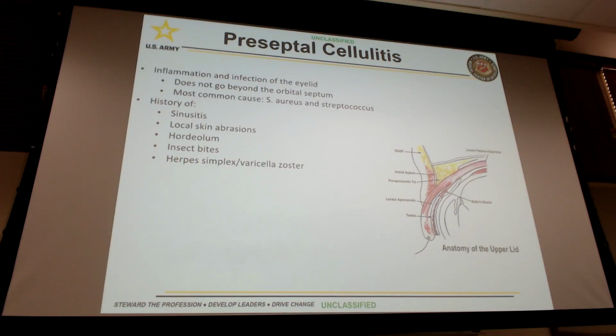That needs to be treated, because if you don't treat preseptal cellulitis, sometimes that bacteria can burrow through the orbital septum and then get into the orbit and into the brain. Okay, so we got to treat preseptal cellulitis right away. And again, that's why I'm really aggressive with hordeolums, because I don't want them to turn into preseptal cellulitis.